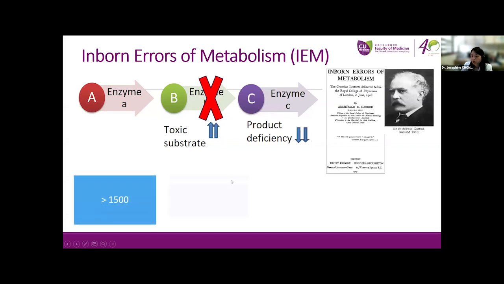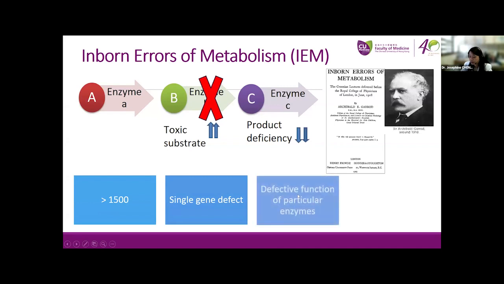In IEM disorders, there are more than 1,500 genes which may be involved. Most of them are single gene defects, although some may be mitochondrial related, but the end result is the defective function of a particular enzyme. So you may understand that if we are just talking about genetic screening, which is screening for the gene, we can screen a lot of genes. But if we would like to confirm the disorder, we may need certain types of functional enzyme studies as confirmatory testing in some scenarios.